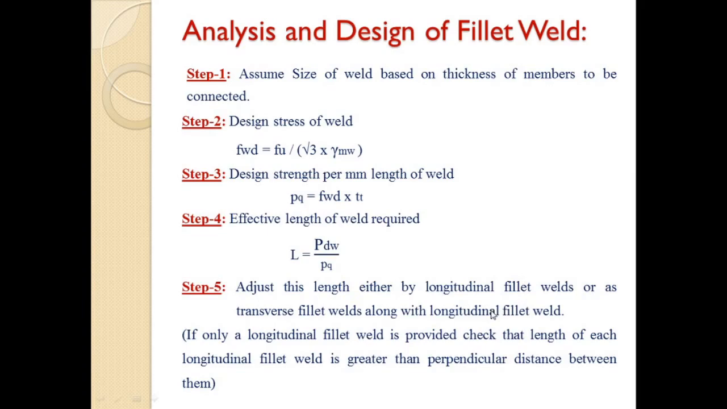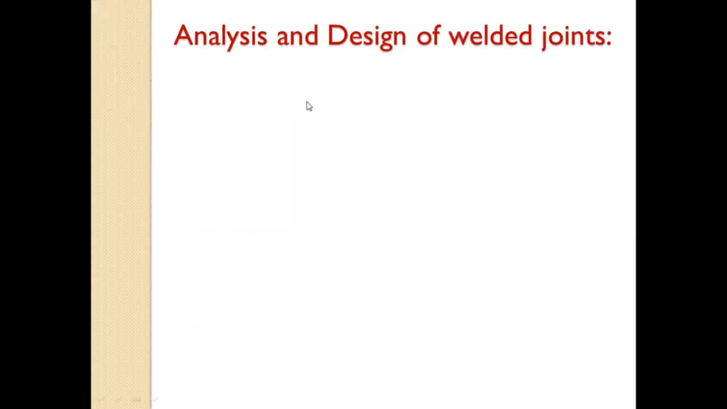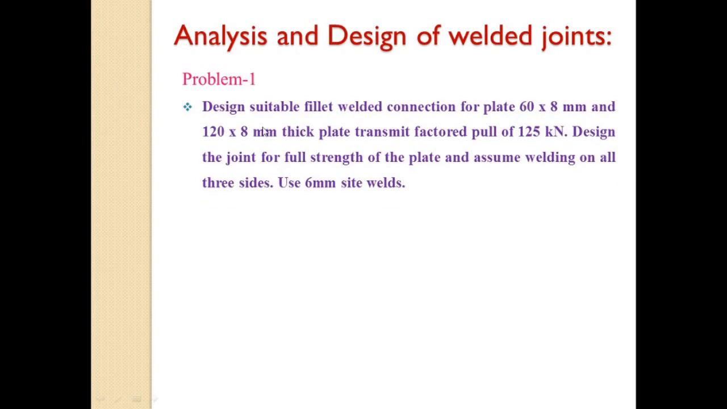Let us see one numerical problem on the analysis and design of welded joint. Here the problem statement is: design a suitable fillet weld connection for a 60 by 8 mm plate and a 120 by 8 mm thick plate. So two plates are given, that is 60 by 8 mm and 120 by 8 mm, to transmit a factored pull of 125 kilonewton. The 125 kilonewton factored pull is given, that is PDW is already given here. Design the joint for full strength of the plate and assume welding on all three sides.